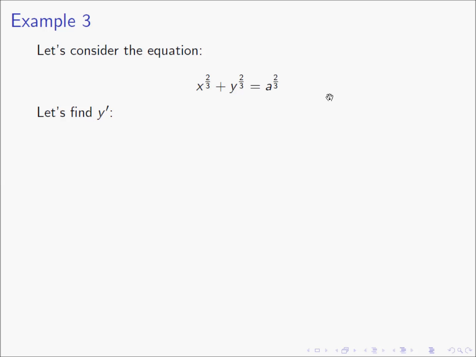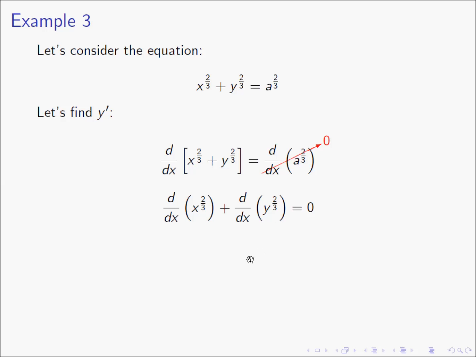What we do is apply the derivative to both sides. On the right side we have a constant, so the derivative of the constant is 0, and we can separate the terms on the left like this. Now in this case we need to apply the chain rule, because we have composite functions. In the first term we have 2/3 times x to the 2/3 minus 1, plus, and here we apply the chain rule again, 2/3 times y to the 2/3 minus 1.